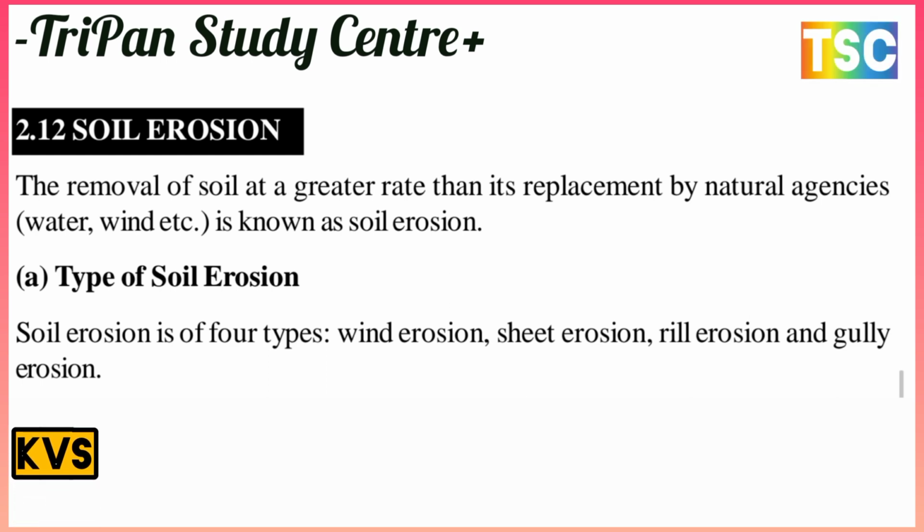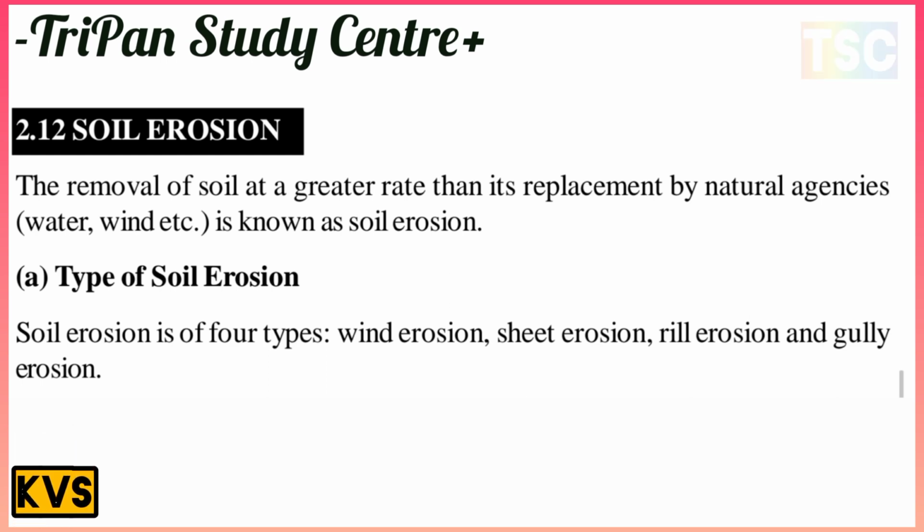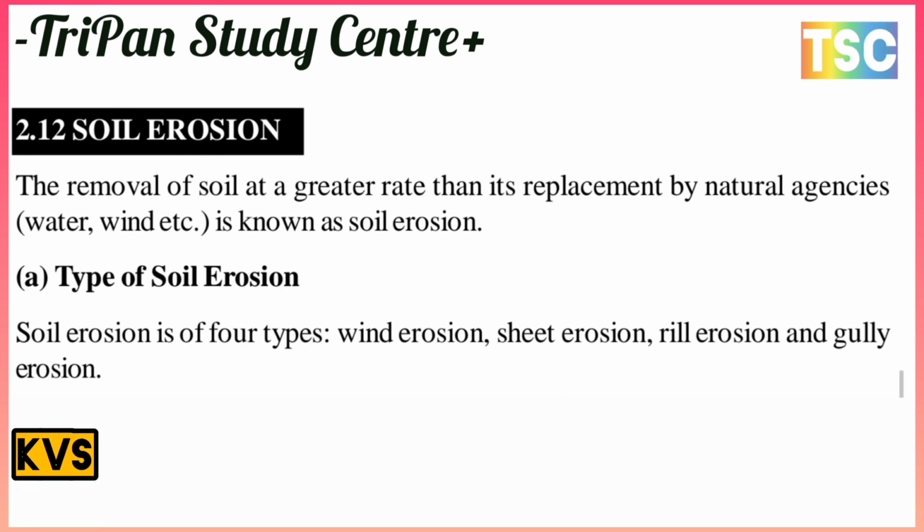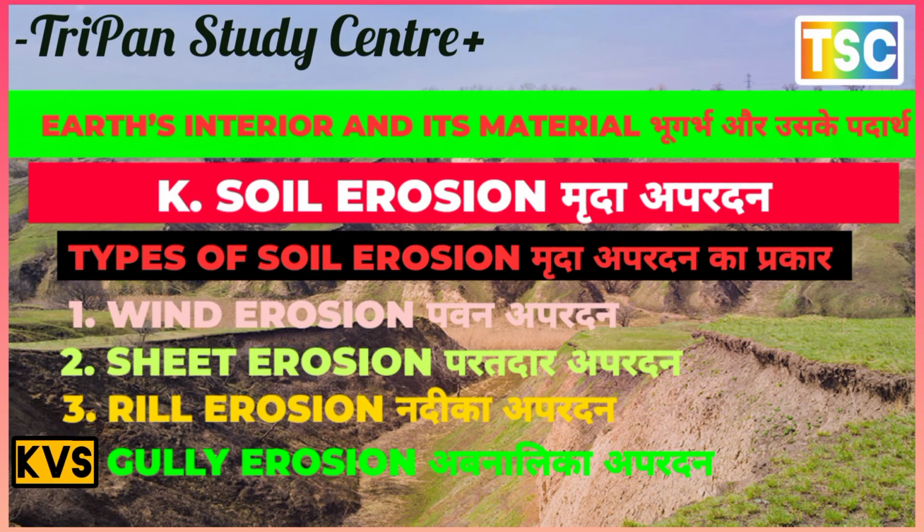First, the types of soil erosion. What are the types of soil erosion here? Soil erosion is of four types mainly: wind erosion, sheet erosion, rill erosion, and gully erosion. These four types are the most important.